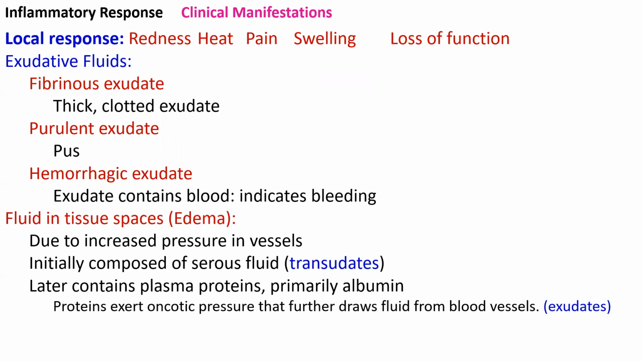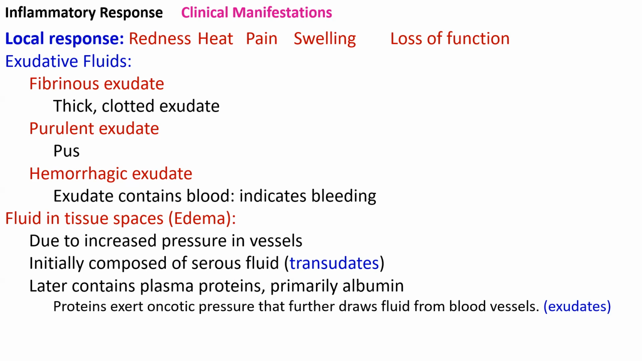Clinical manifestations of inflammation include redness, heat, pain, swelling, and loss of function. Then the exudative fluids. Exudative fluids include fibrinous exudate, or fibrin, which is a thick clotted exudate that would indicate a more advanced inflammatory process, more advanced inflammation, when there's the fibrinous exudate.